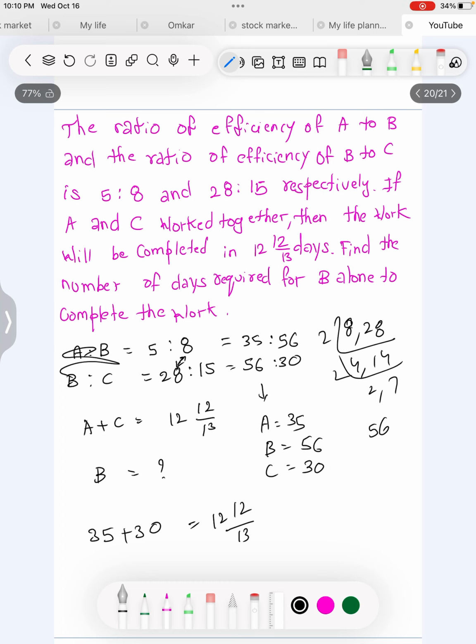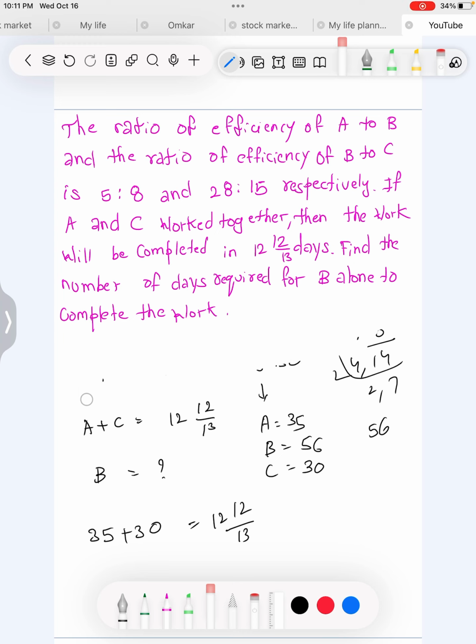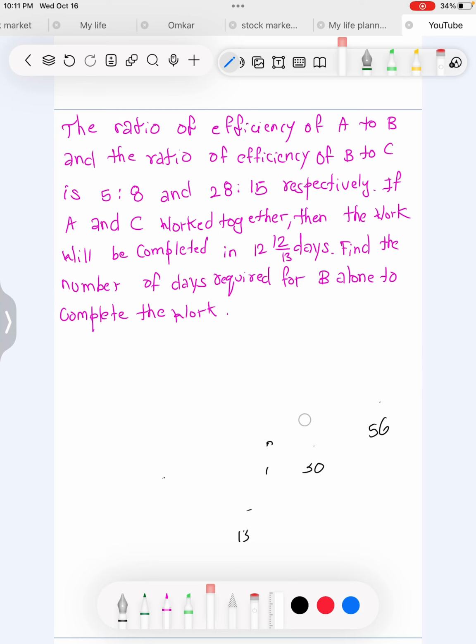Actually, in the previous session I have discussed this, so let me discuss it now. Here you can see the ratio of efficiency of A and B, and the ratio of efficiency of B and C, is 5:8 and 28:15 respectively. So A is to B is 5:8, and B is to C is 28:15.